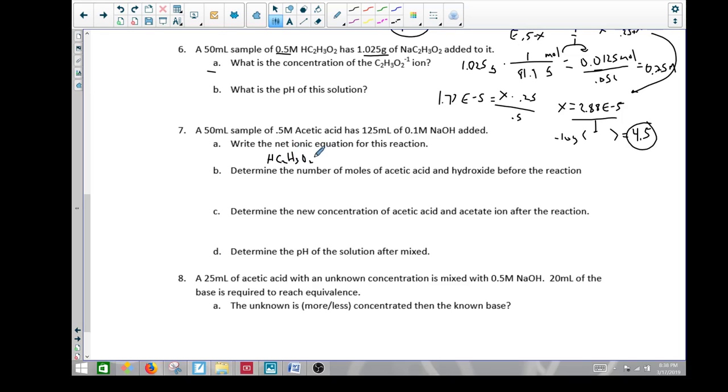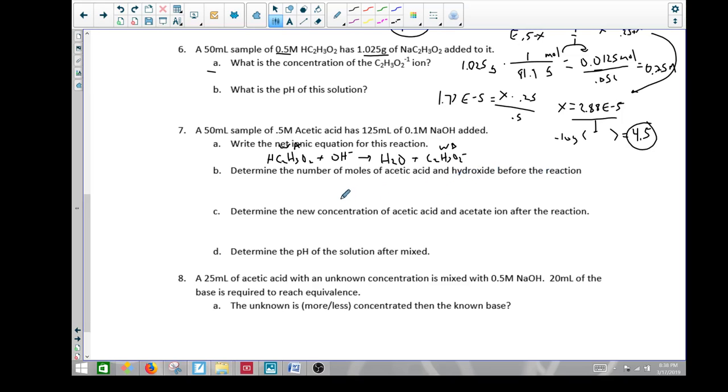So what happens here, if I have my acid, it's going to be HC2H3O2 plus OH negative, the Na will be a spectator. This will produce water. The OH and the H will form water. And I'll have a C2H3O2 negative. This will be weakly acidic, and this is weakly basic. Determine the number of moles of acetic acid and hydroxide anions before the reaction starts.